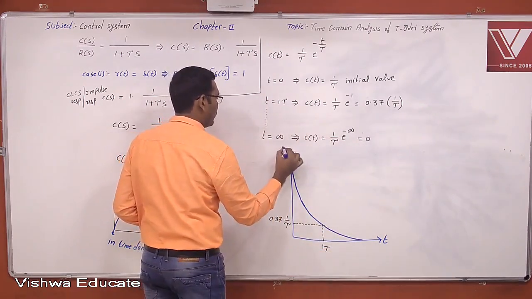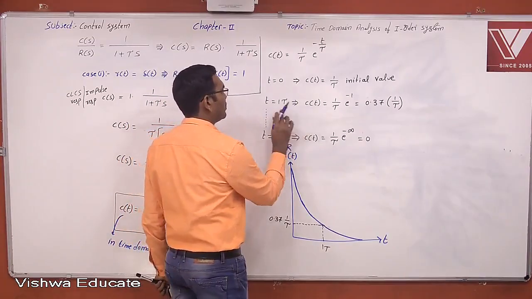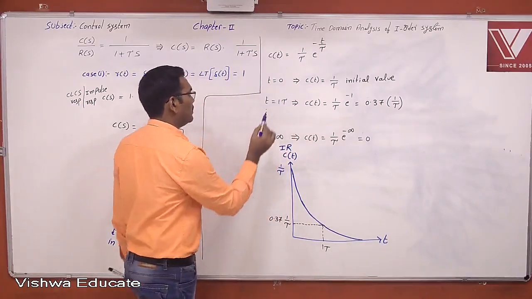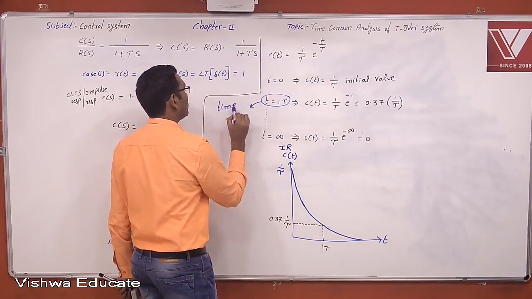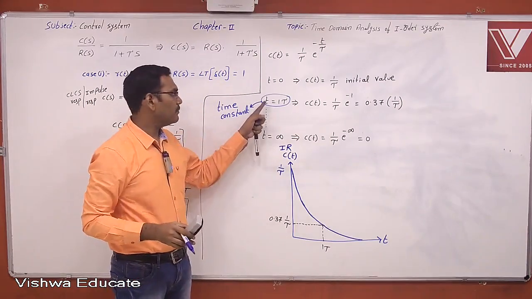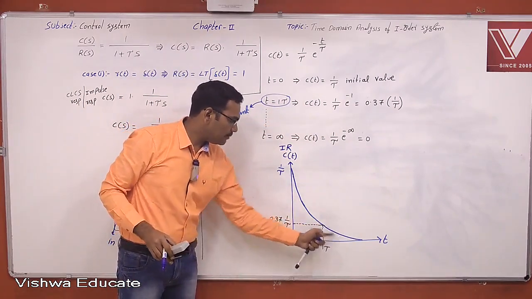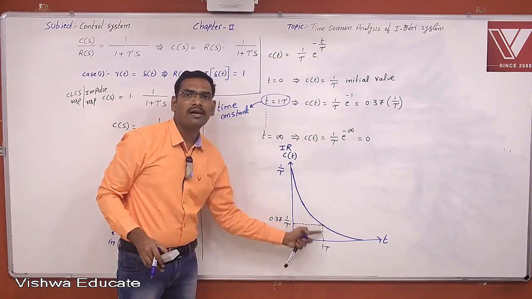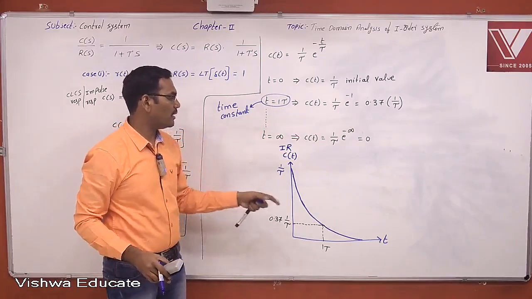Now this is the impulse response. In the impulse response, what is the definition of time constant? The time taken by the response to reach 37% of initial value is called 1 time constant. This is the time constant definition in the impulse response. Students, note down: the time taken by the response to reach 37% of initial value is called 1 time constant.